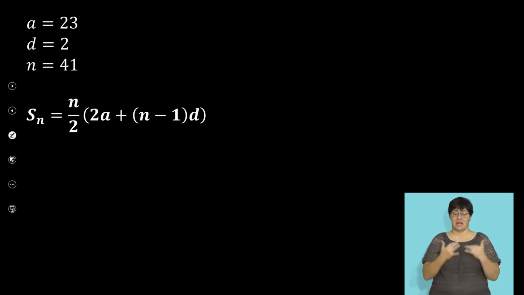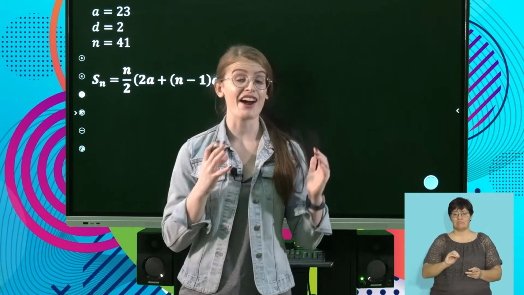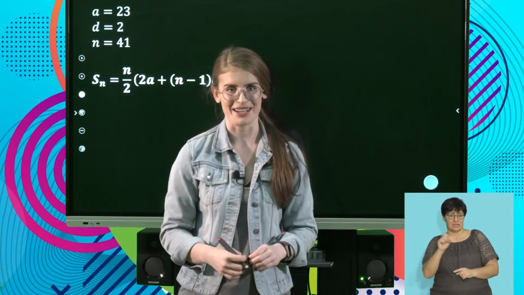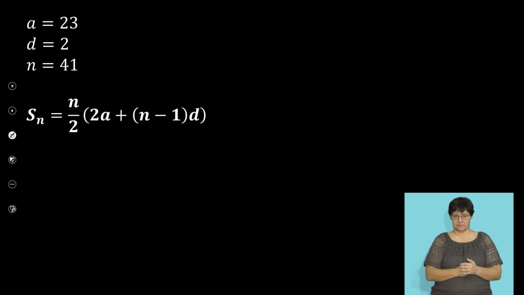Great, guys. So now we have our A, we have our N, and we have our D. At this point, I can now substitute everything into my arithmetic series formula, and then I can actually determine the value of the series at this point. Great, guys. So let's substitute in.